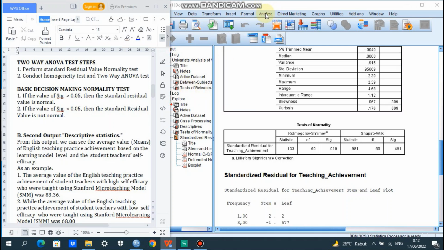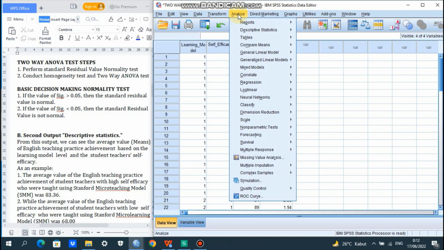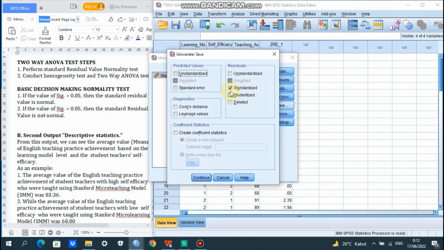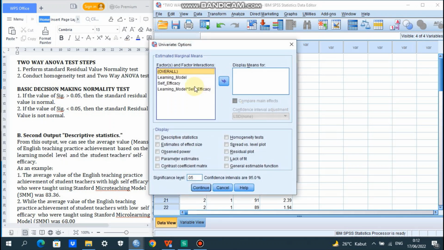Okay, we click Analyze here, of course. Analyze, and then we click General Linear Model. We choose or we hit Univariate. Yeah, we go to Save first. We must delete the check mark for standardized, and then we continue. And then we go to Options.